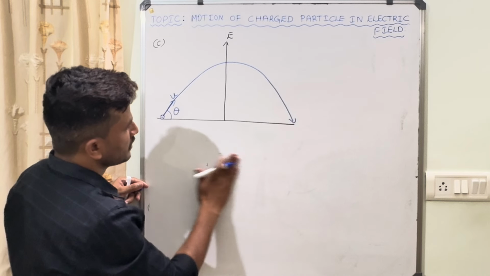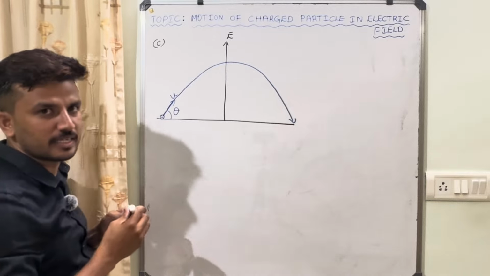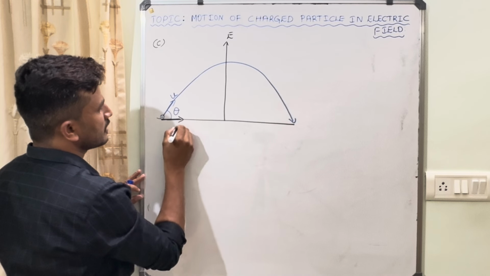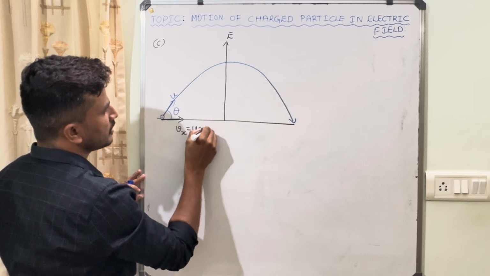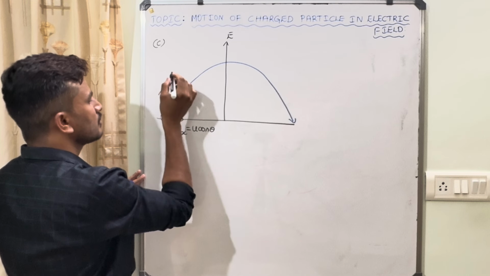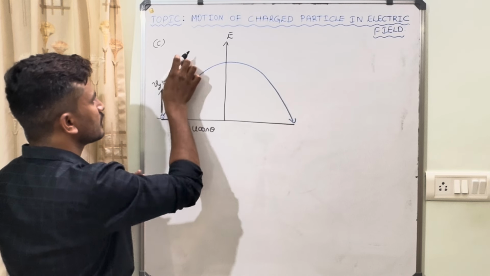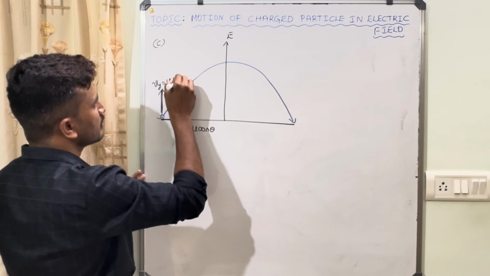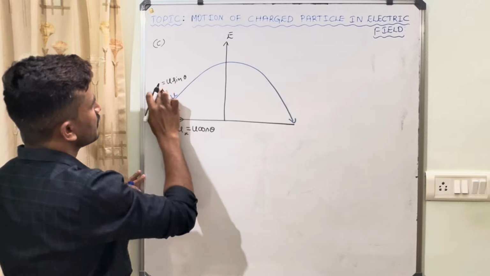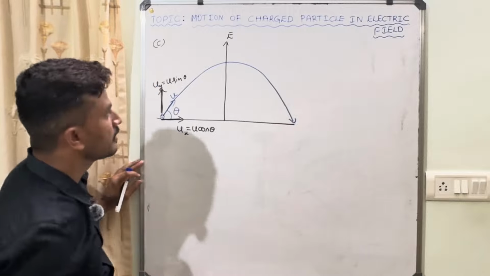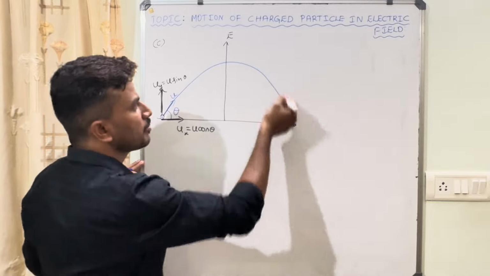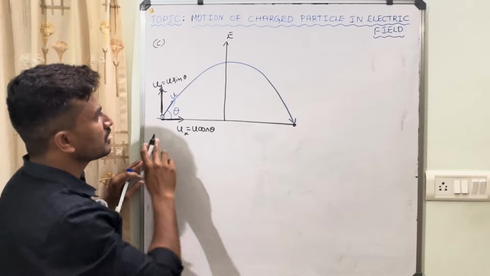Now let's consider the initial velocity along the x-axis and along the y-axis. Initial velocity along the x-axis is ux equal to u cos theta. Initial velocity along the y-axis, uy, is u sin theta. So you can see here there is a parabolic path, projectile motion. So we need to discuss this.